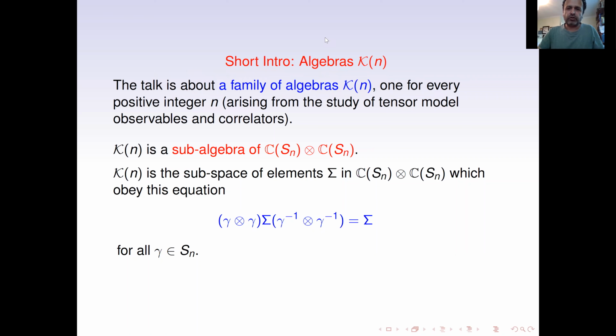And these algebras are closely related to the symmetric group S_n of all permutations of n objects, and in particular to the group algebras of S_n. So K(n) is a subalgebra of the tensor product of two copies of C[S_n]. K(n) is the subspace of elements in C[S_n] tensor C[S_n] which obey this equation here for all gamma in S_n.